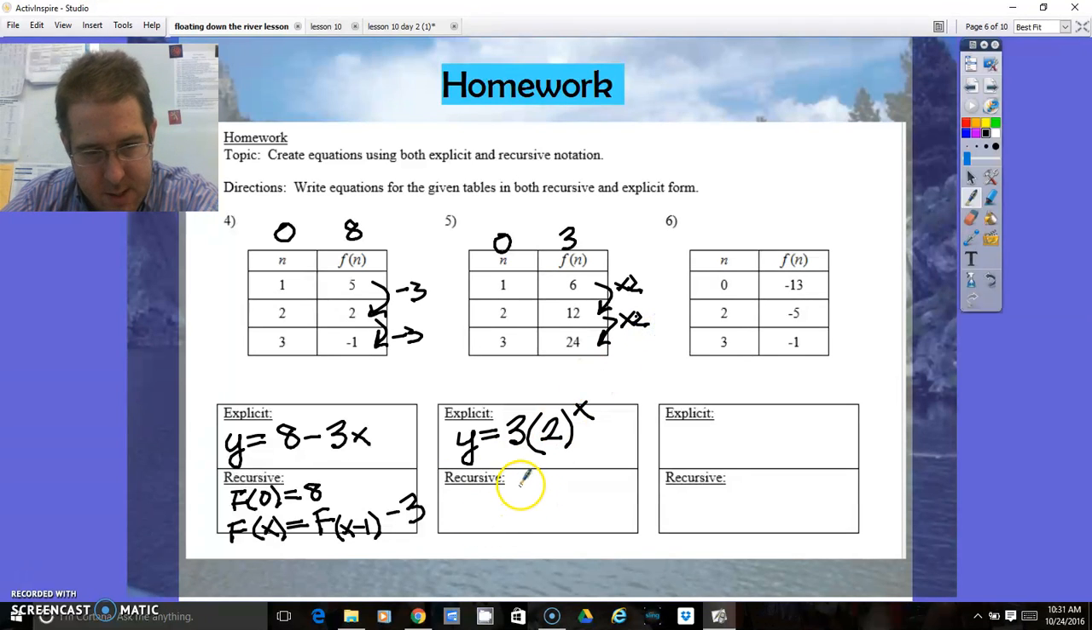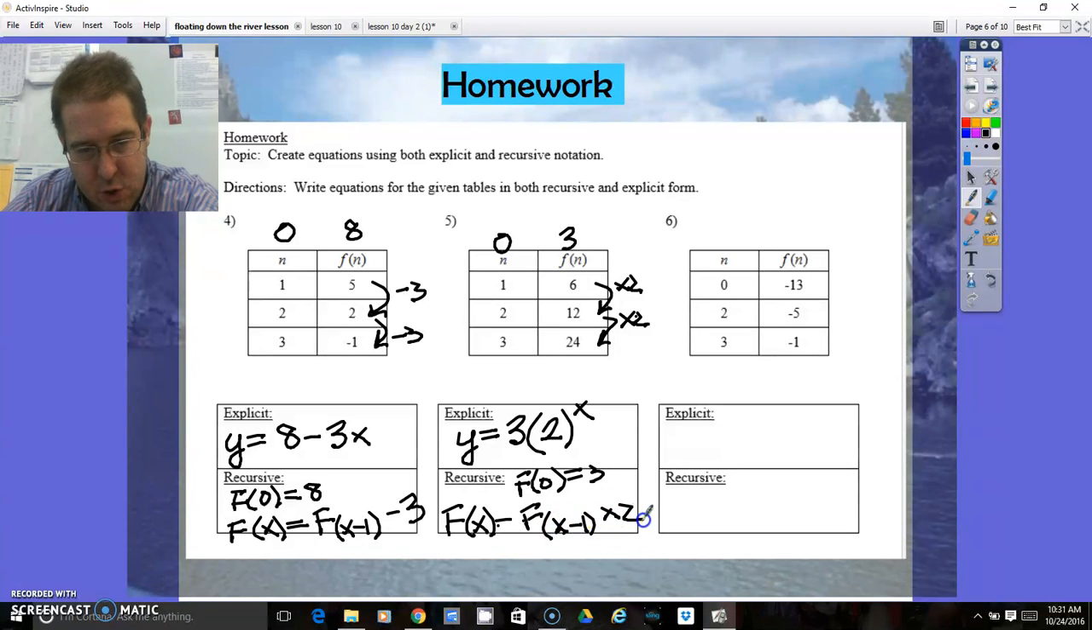And the recursive formula this time, we'll give a starting point. Let's say f of 0 is 3. That was a starting point. And f of any number would be the previous number, f sub x minus 1, times 2. Done.